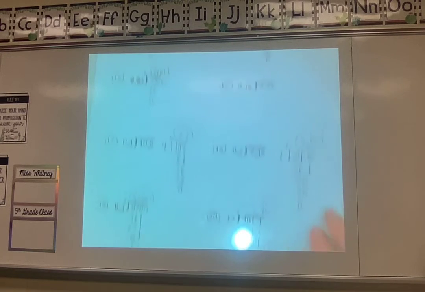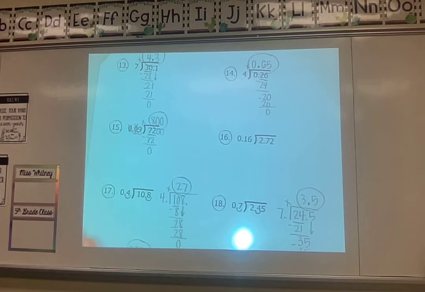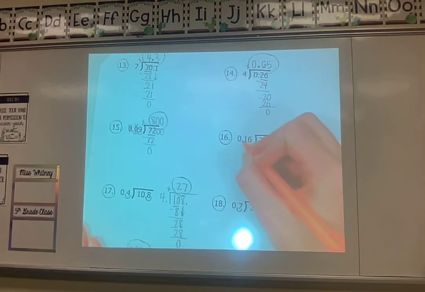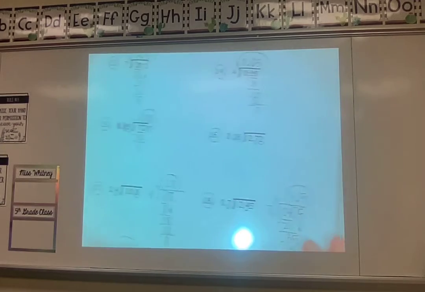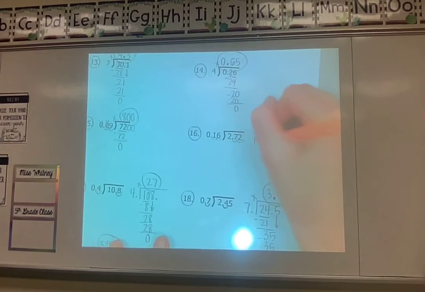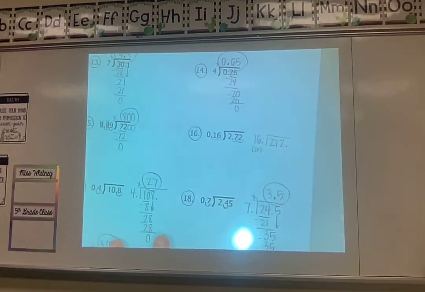And last but not least is up here on number 16. We are dividing by a decimal, so move this guy back 2 times. Then I have to go inside the house and move him back 2 times. I'm going to recopy so that my decimals are in their new spot so that I do not get confused. And I'm going to round 16 to 20. And inside my house, I need to start with 27.